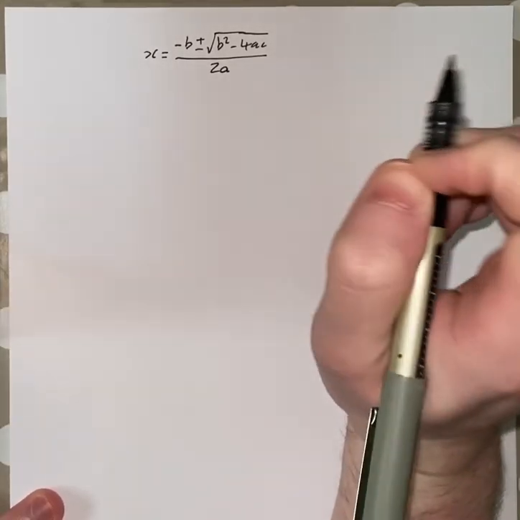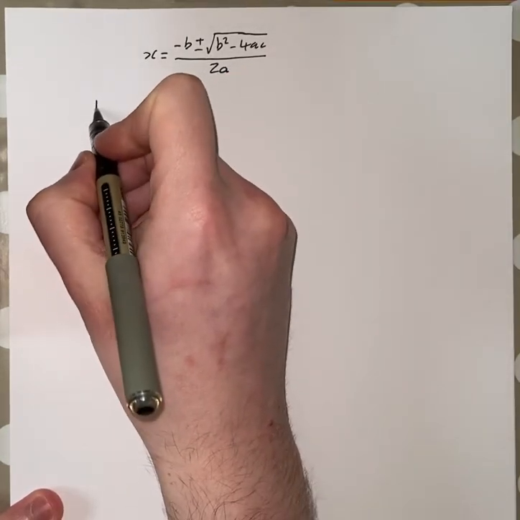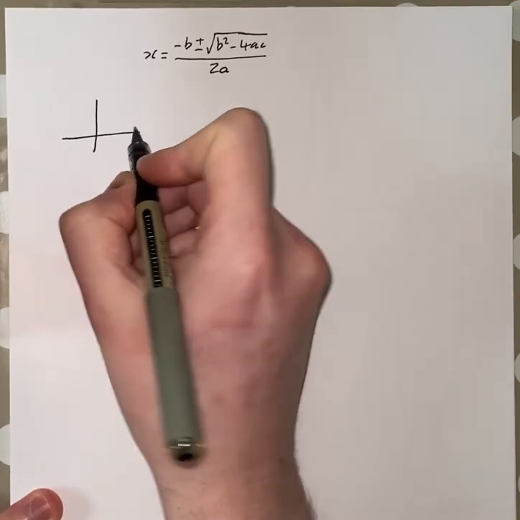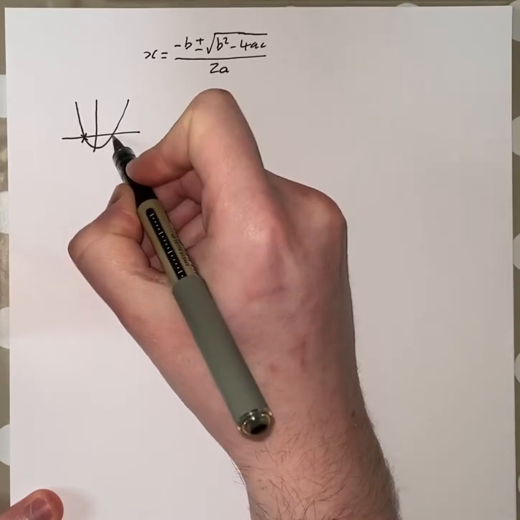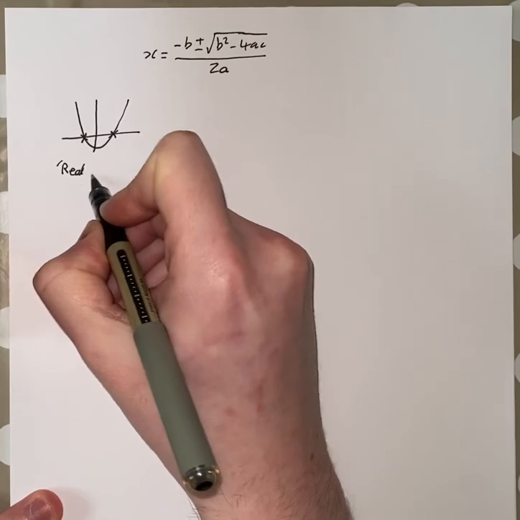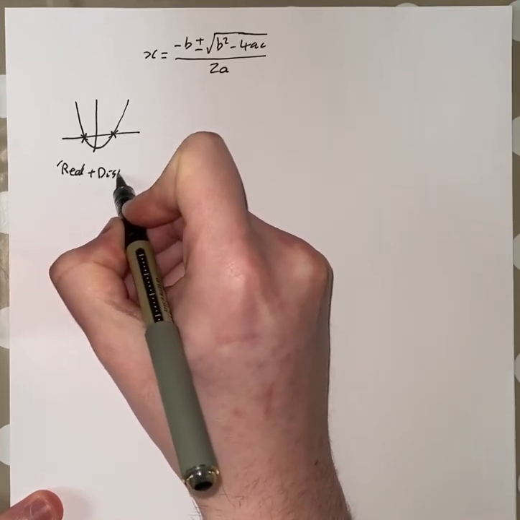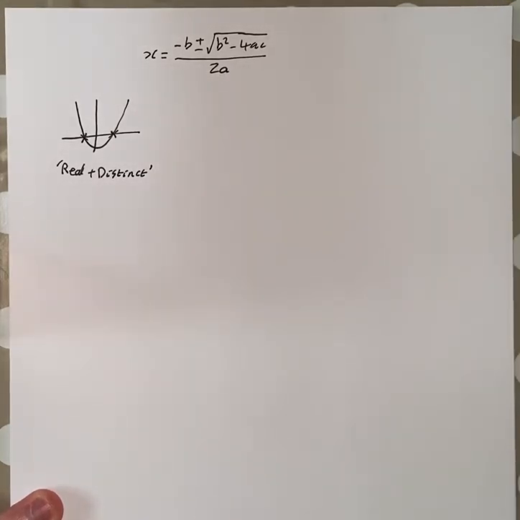However, if all we're asked for is the nature of the roots, we're not actually looking for the exact point. We just want to know roughly what the graph looks like. Now we have 3 possibilities here. Either our graph will look something like this. We'll have 2 roots, and we would refer to those as real and distinct roots. Basically, if we did the full calculation, we would get 2 solutions.